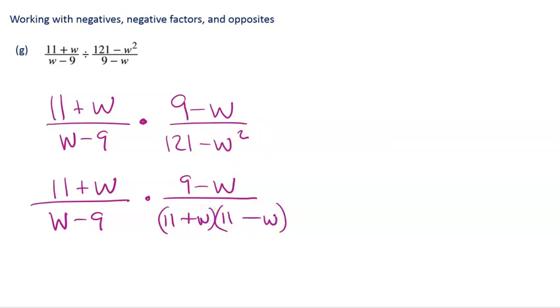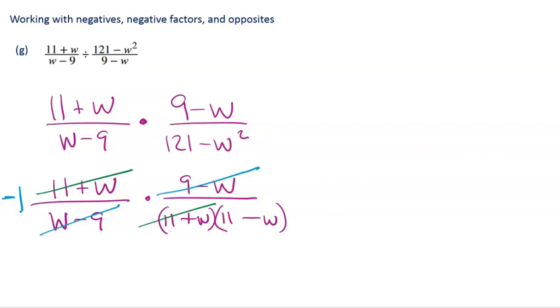Now, look for common factors. What matches? Well, I can cancel this 11 plus W and that one, right? They're exactly the same. That doesn't leave a negative or anything. But I can cancel this W minus 9 and this 9 minus W. But now they don't just cancel without a fee, right? There's a negative 1 that goes when I cancel those opposites.